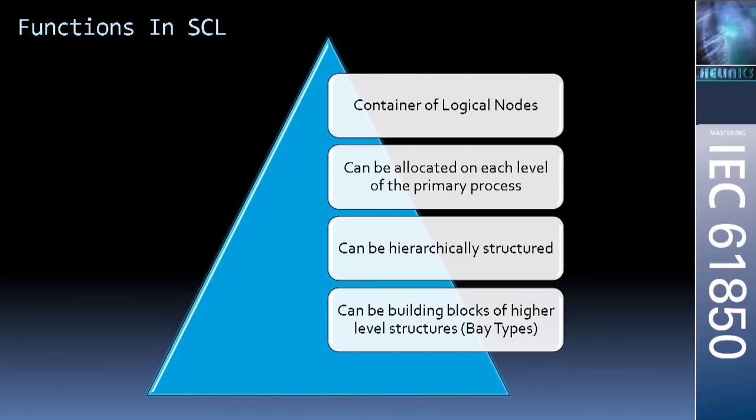These functions, they can be allocated on each level of the primary process. We can allocate a function as shown in the example before with the circuit breaker, for instance. We can allocate it on bay level, we can allocate it on station level, we can allocate it on a process level if we want to describe a wind turbine, for instance. These functions themselves, they can be hierarchically structured. So we can have functions and sub-functions.